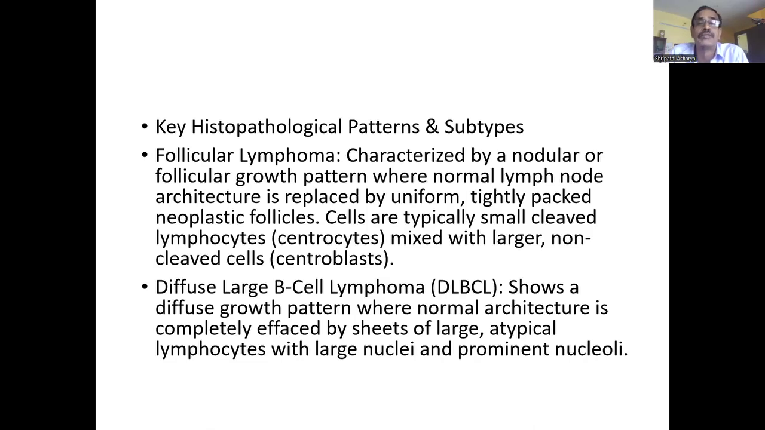Key histopathological patterns and subtypes. Follicular lymphoma is characterized by a nodular or follicular growth pattern, where normal lymph node architecture is replaced by uniform, tightly packed neoplastic follicles. Cells are typically small cleaved lymphocytes, centrocytes, mixed with larger non-cleaved cells, centroblasts. Diffuse large B-cell lymphoma shows a diffuse growth pattern where normal architecture is completely effaced by sheets of large atypical lymphocytes with large nuclei and prominent nucleoli.